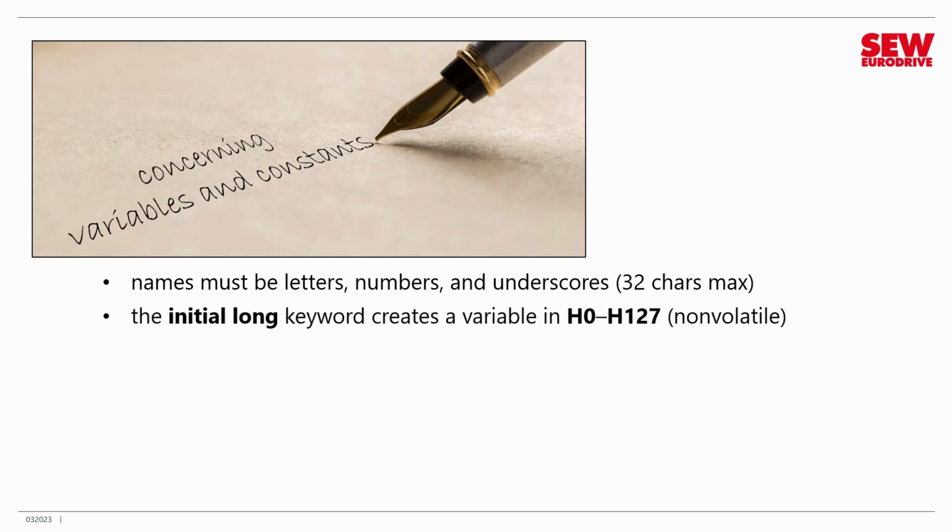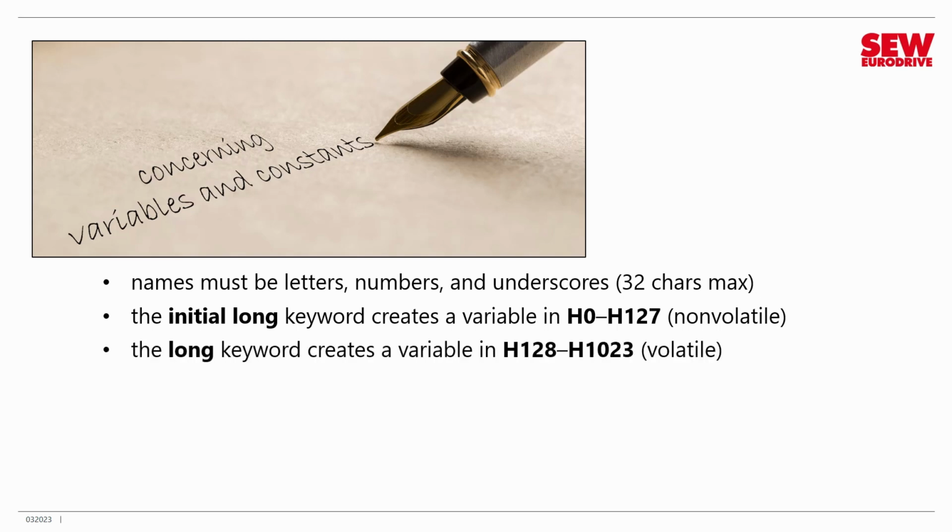Now, you can do one handy little thing. If you put the word initial before long, that will tell IPOS to use the non-volatile variables, H0 through H127. And if you use just long by itself, it'll tell it to use the volatile H variables, H128 through H1023. So if you want something to go into flash memory, make it an initial long.